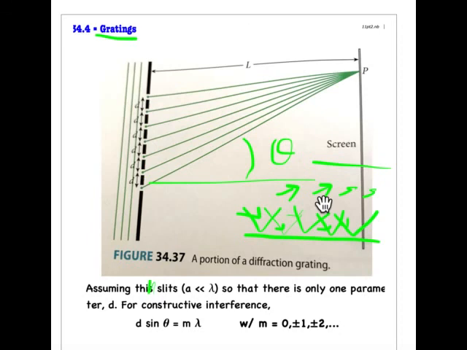So white light reflecting from the surface of a CD or a DVD shows the colors of the rainbow. And the reason is because the condition for constructive interference, d sine theta is m lambda, depends on lambda. So different colors will be reflected at different angles. A white light is a mixture of all the colors.